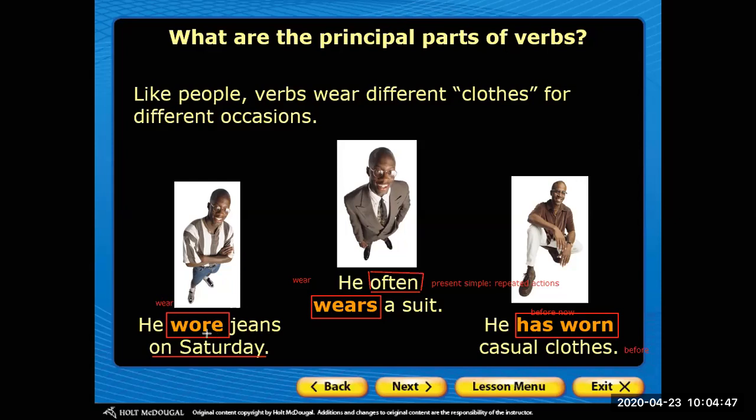If we're talking about something that happened at a specific time in the past, we use a certain form, which is the second conjugation of the verb. If we are talking about something that generally happens or a repeated action, we use the first conjugation of the verb. And if we are talking about something that happened before now, but at an unspecified time, we use the present perfect. And that's what we are going to talk about later, inshallah.